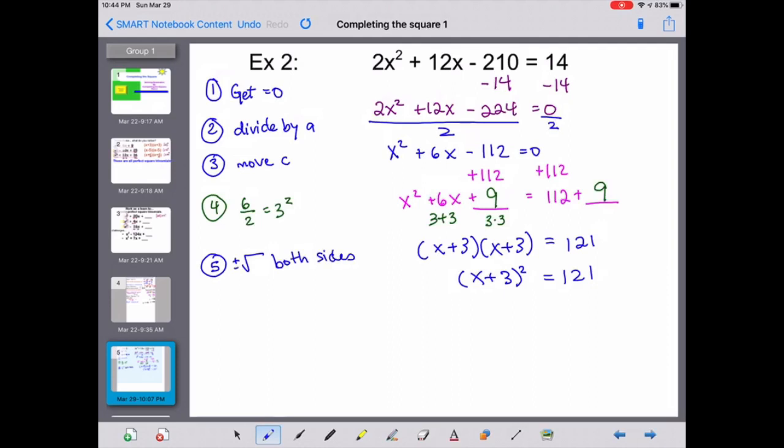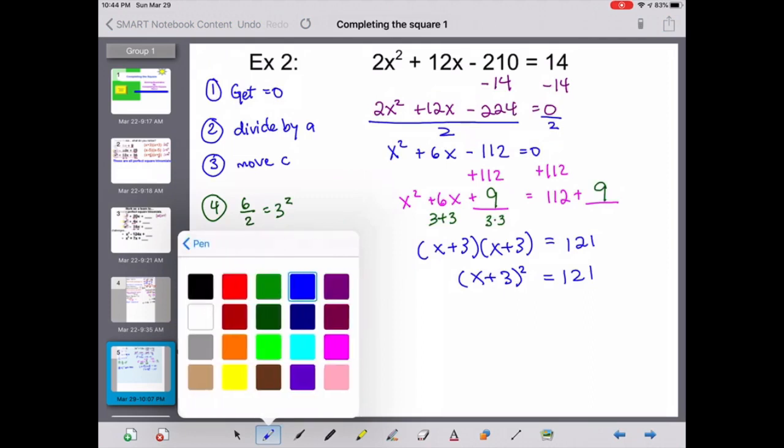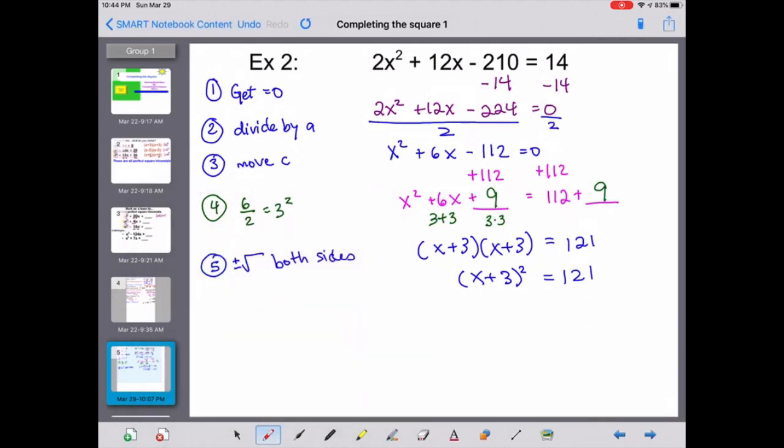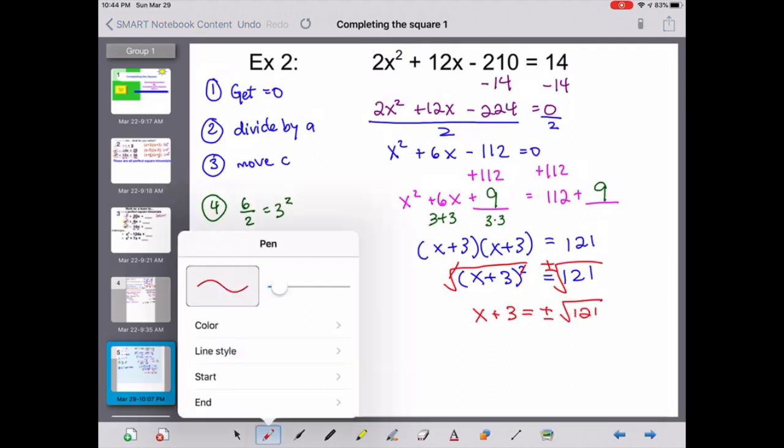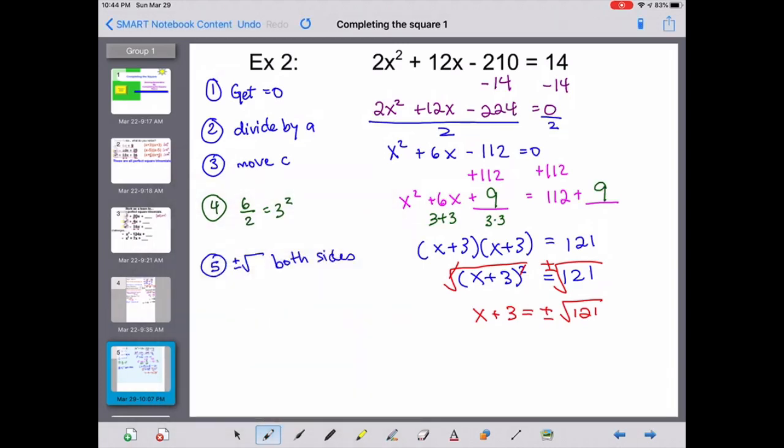Okay, next step, step 5, is square root both sides. And don't forget to put the plus or minus. So when we take the square root, that's going to cancel out the square. And then we do the square root on this side, and we put plus or minus. We bring down what's left, x plus 3, because that's not canceled out, equals plus or minus square root of 121. And now I say to myself, can I take the square root of 121? And I can. The square root of 121 is 11. So x plus 3 equals plus or minus 11.